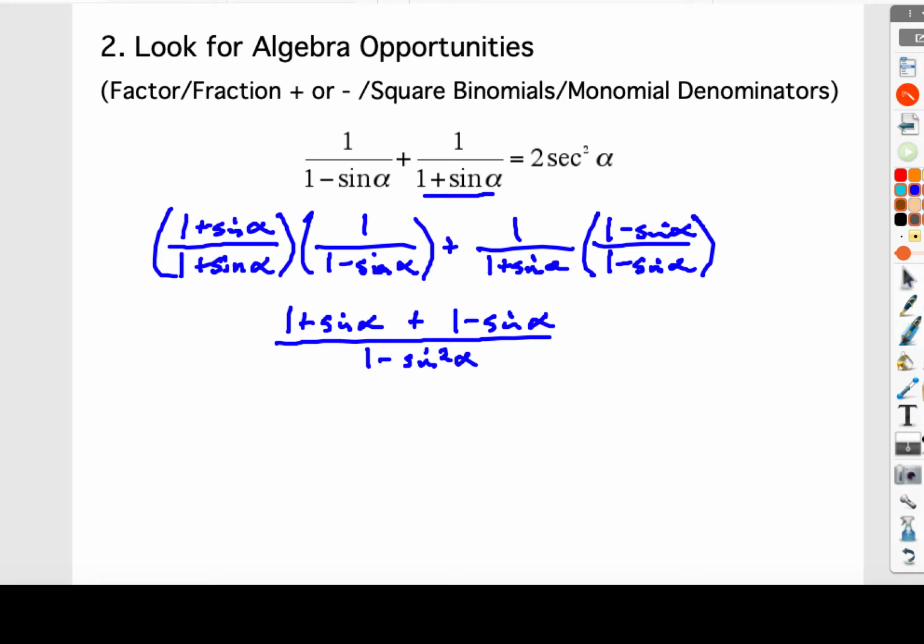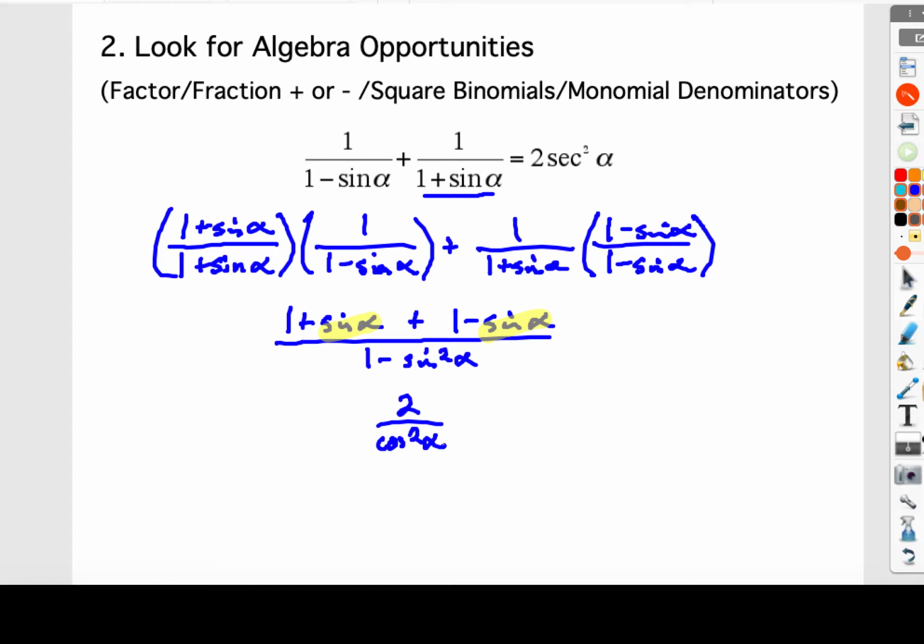Well, taking a look at what we have on top, we have a positive sign and a negative sign. So again, plus sine alpha minus sine alpha should disappear. We otherwise have 1 plus 1 is 2. And on the bottom, 1 minus sine squared, remember, is our good friend, the Pythagorean identity. 1 minus sine squared is cosine squared.